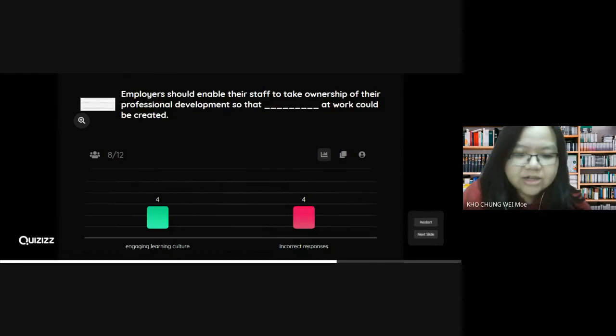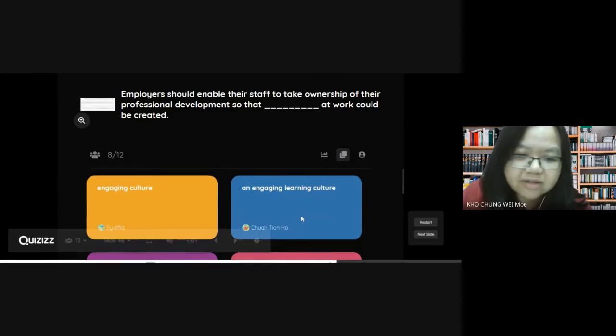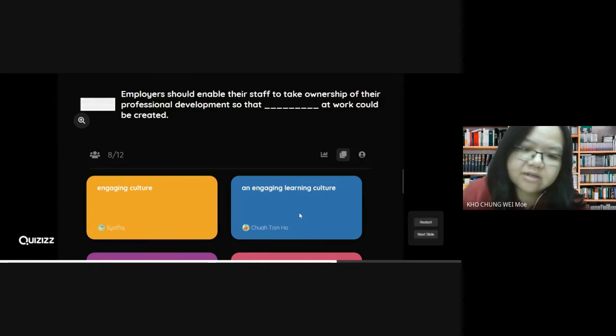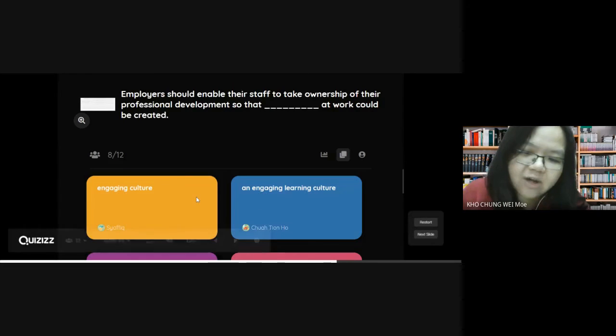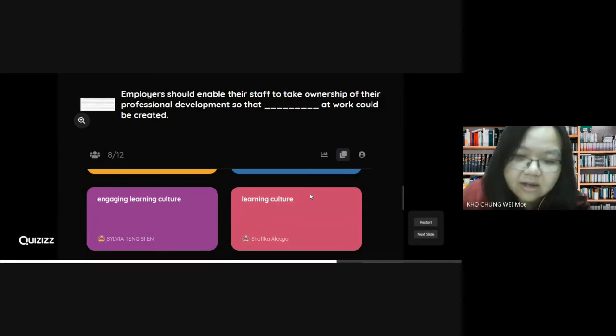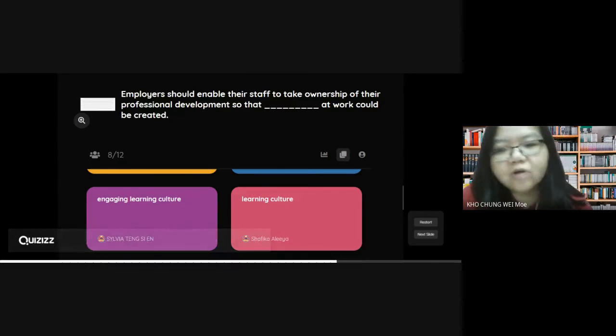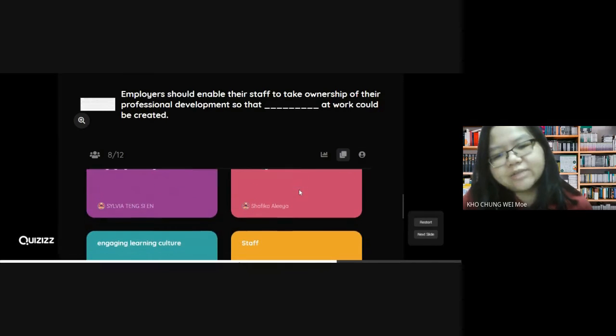Okay, engaging learning culture, that is the correct answer. Let's see what's wrong with the rest. So that engaging culture at work could be created. Okay, Shafi, engaging culture is almost correct, but what type of culture? It's a learning culture. Tian Ho, that's correct. Correct. Shafika, learning culture at work could be created. Learning culture is already at the workplace, but it's not engaging enough because it is not driven by the employees. Okay? It's not driven by the staff. So the word engaging must be there.